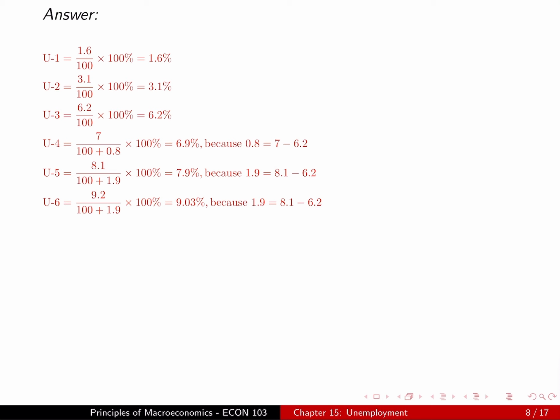U6, we take the number of unemployed plus all marginally attached workers plus total employed part-time for economic reasons divided by the number of civilian labor force plus all marginally attached workers. That is 9.2 divided by 100 plus 1.9 and times 100%, which equals 9.03%. Note that the number of marginally attached workers is calculated as what we did for U5. That is 8.1 minus 6.2 equals 1.9.